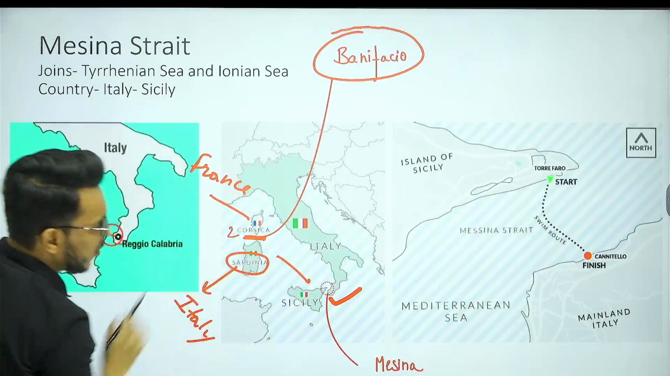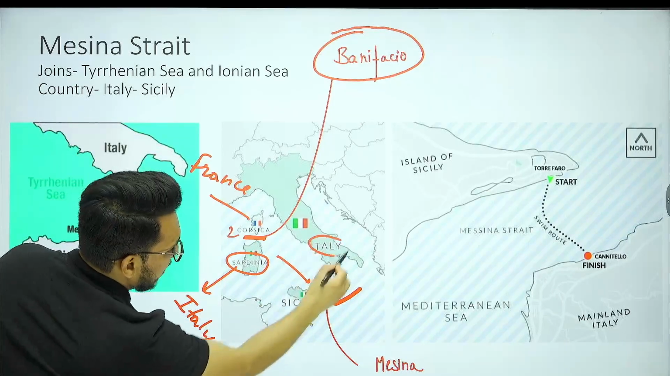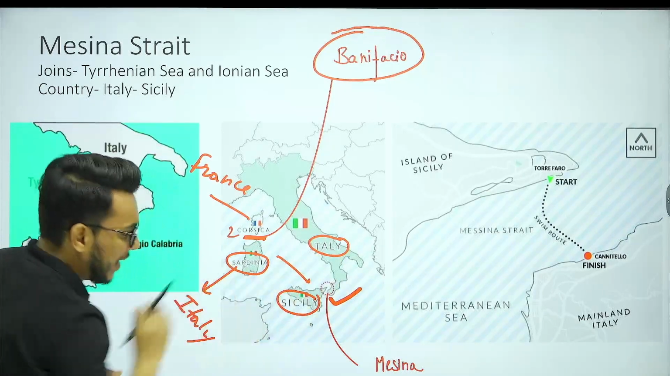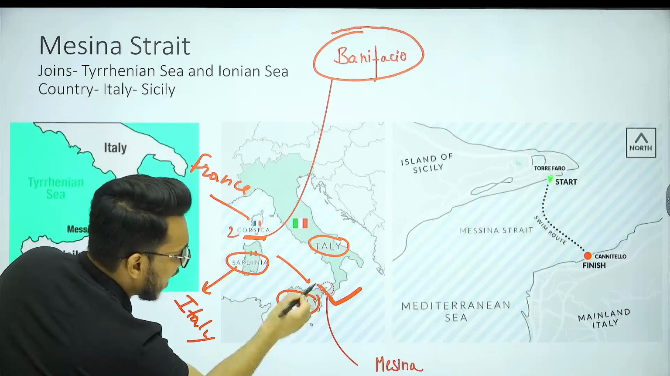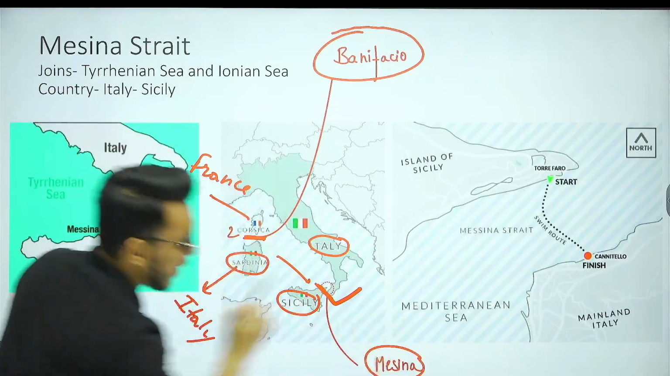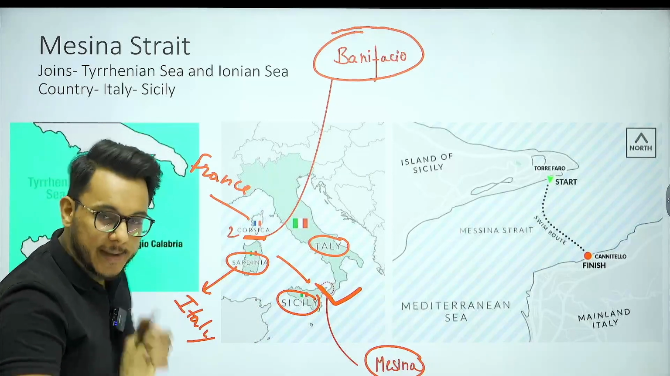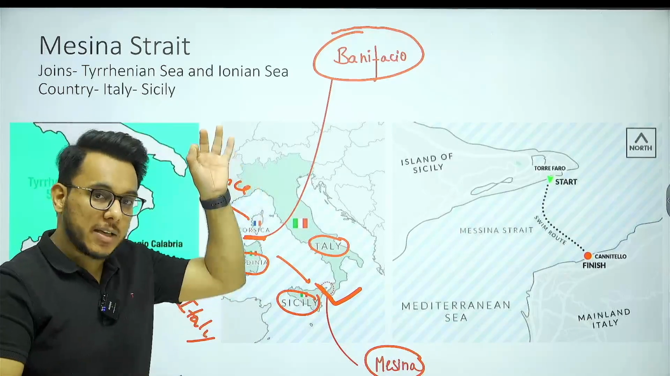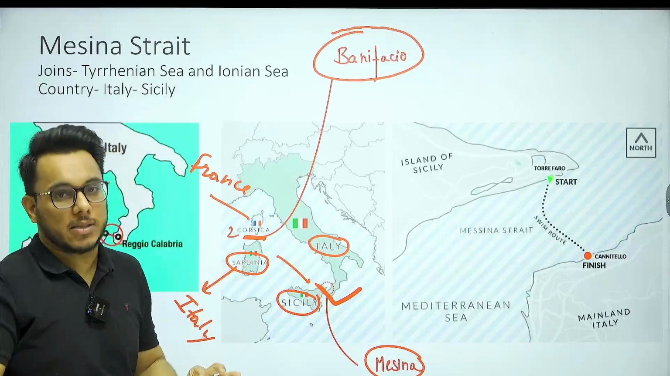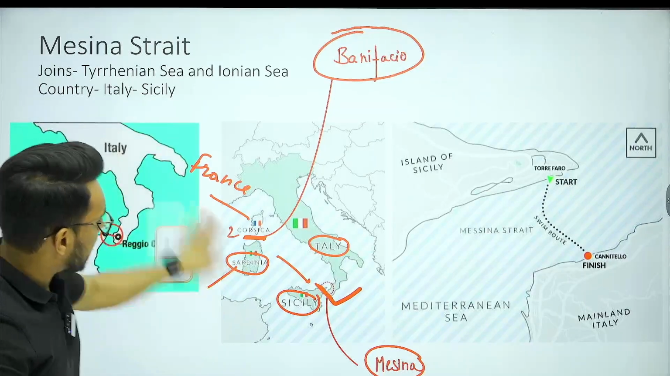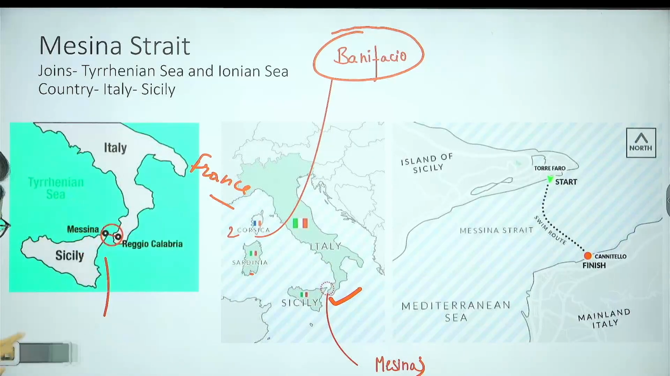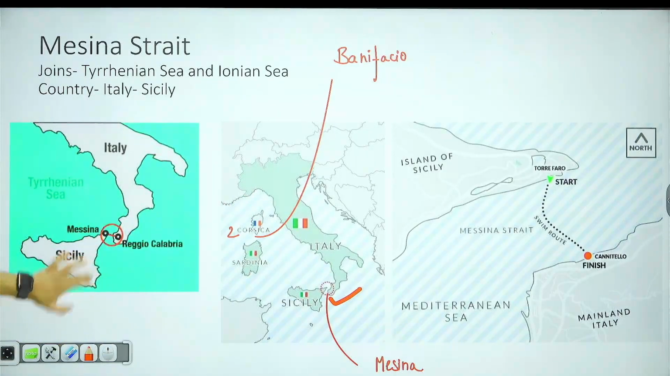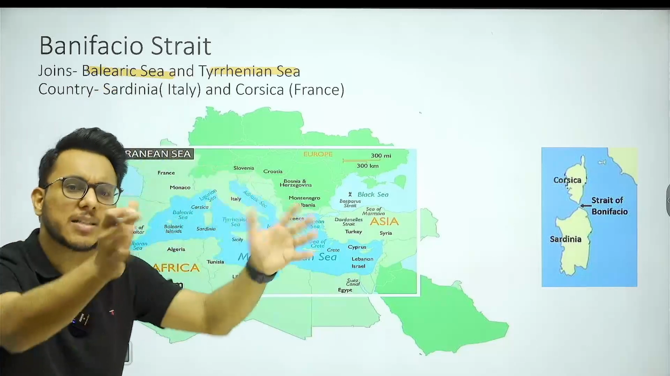Then further towards the south, here we have mainland Italy and here we have Sicily. Sicily is also an island of Italy. Between Italy and Sicily we have one strait, called the Messina Strait. So the Bonifacio Strait is in the north, the Messina Strait is in the south. Now let's discuss them one by one. First, the Bonifacio Strait in the north.